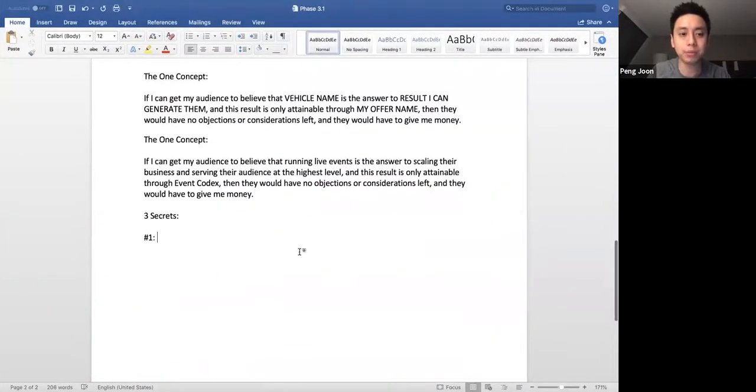Okay, now secret number 1 is going to be a secret that is vehicle based. Secret number 2 is going to be answering internal objections, and secret number 3 is going to be external based. Now, this is the first route.